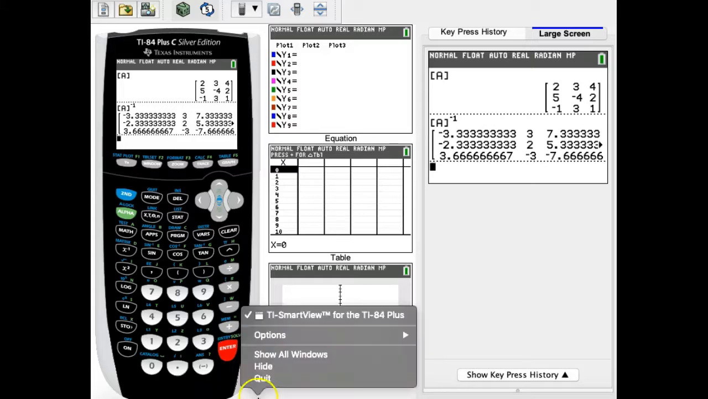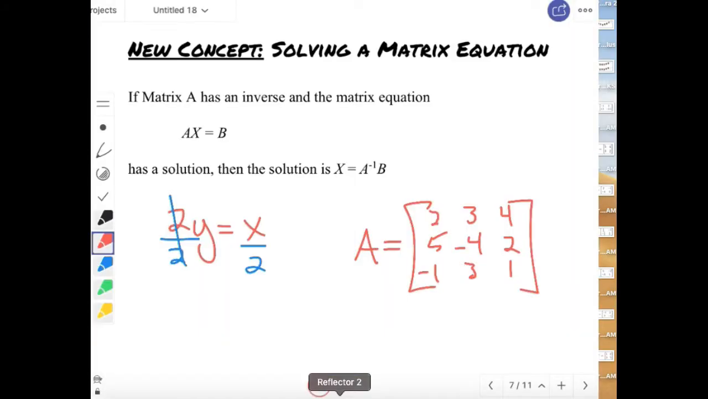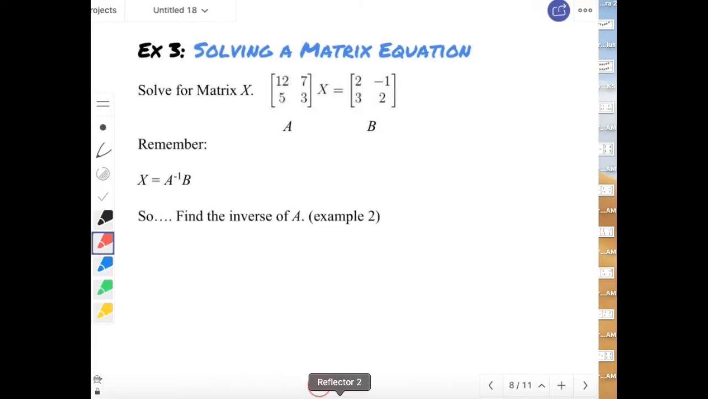So what we're doing here is we're solving for a matrix. Again, it is a lot easier if we use a calculator in order to do this, because our setup is going to be like this.